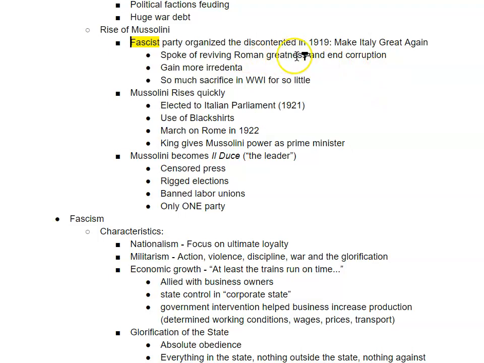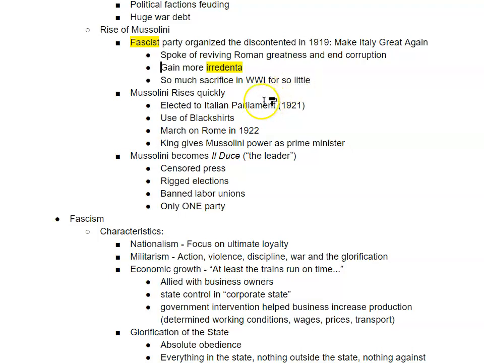He speaks about that Roman greatness and ending corruption, that democracy leads to nothing but talk, but he would be a man of action, that there was so much sacrifice in World War I to gain so little, and that under his rule, Italy would gain more of this irredenta, this unredeemed territory outside of Italy, and would become a conquering country. But he's just a guy with a party, and there are many parties. How does he rise quickly?